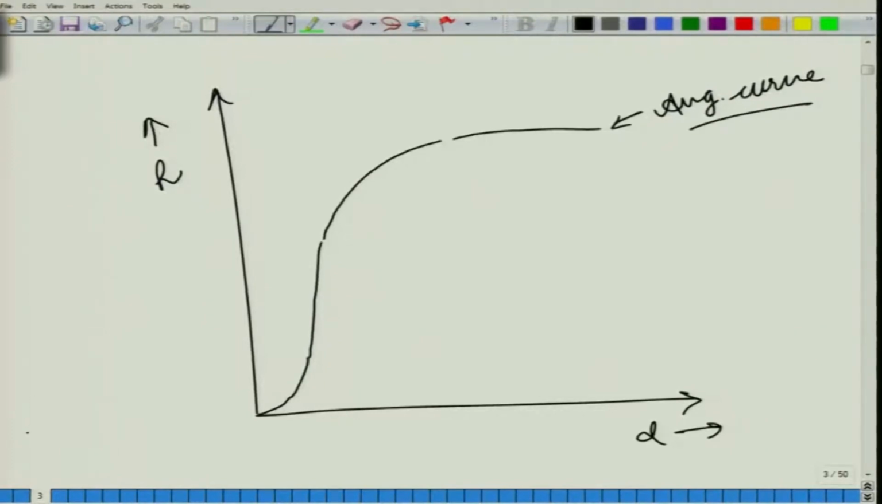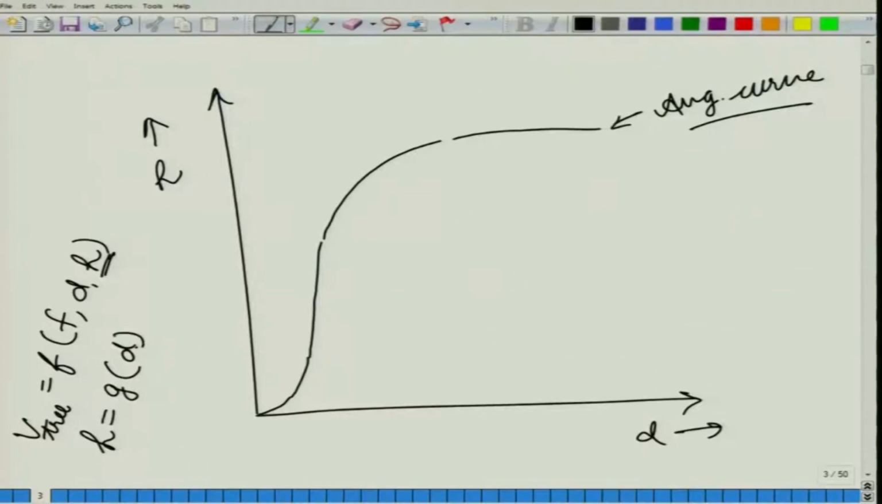In the equation, the volume of the tree is a function of form factor, the diameter and the height. We could replace this height with some other function of the diameter. So, that would become h is equal to some other function of the diameter. In that case, the volume of the tree will become some other function of the form factor and the diameter, because you are now considering the height as a function of the diameter.